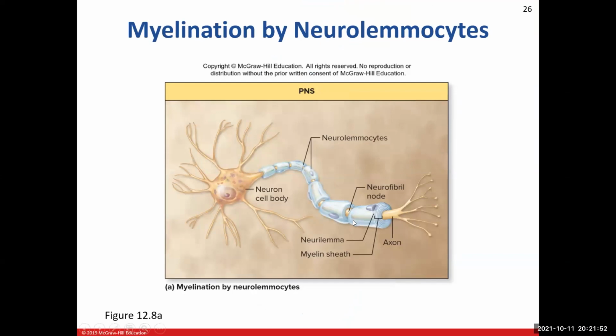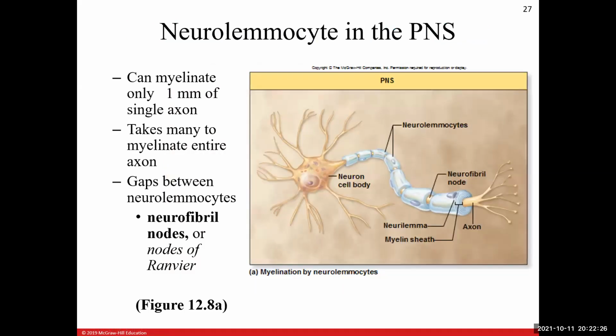So here you can see all that fun stuff. Here's our neurolemocyte. Then there's that space there, that's the node of Ranvier or the neurofibril node. Then you can see the myelin sheath is that part that's covering those thin layers that are wrapped around themselves consecutively. And the outermost part, the outside of our neurolemocyte, that's what we call the neurolemma. That's going to include the Schwann cell and the cytoplasm, all pushed up against the edge there.